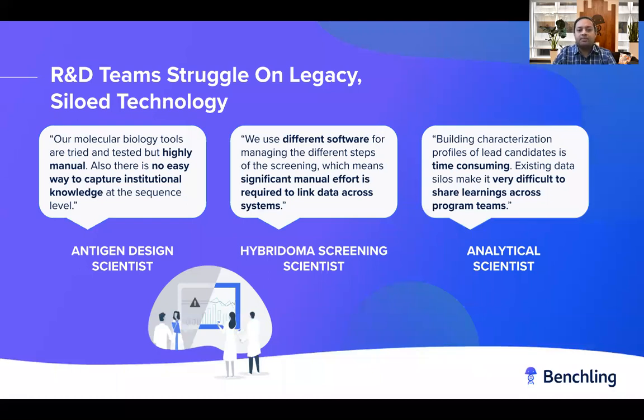If we look at typical antibody discovery teams, we see several common challenges. An antigen design scientist is dealing with archaic software tools that are highly manual and have low throughput. Additionally, capturing institutional knowledge at the sequence level is often not possible. A hybridoma screening scientist is dealing with complex lab automation hardware and software across different screening steps and has to piece together information from these multiple sources. An analytical scientist is struggling with handoff of data, samples, and context between teams, which makes it difficult to share learnings across programs.